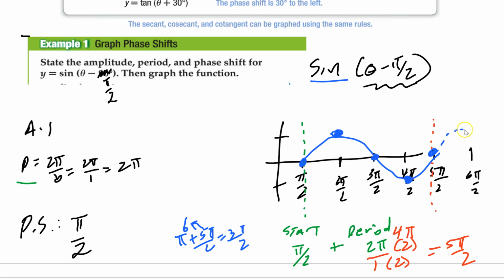And again, this graph goes on forever and ever in the back. But that's how you do a phase shift. It's all about inside opposites, so move it that way. And then add the period to your starting point, and that's how you get your end point.